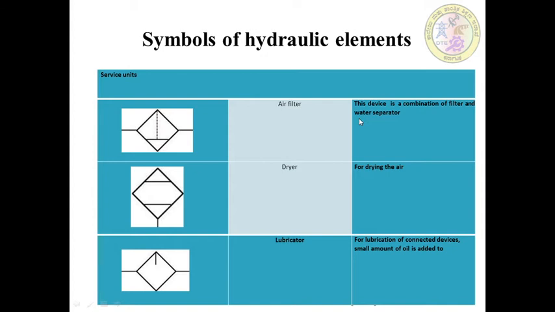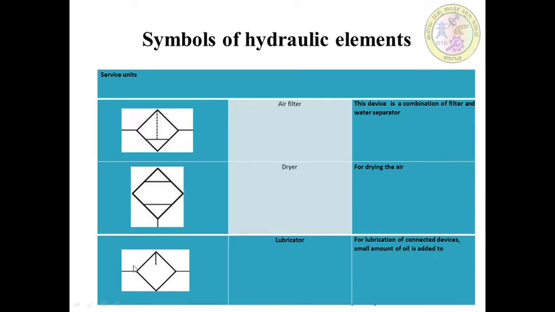The air filter is very essential for the system, so it is important to know it. And then the dryer. What is a dryer? A dryer is the device where the moisture in the air is dried through heating elements. For that purpose, this is the symbol known as dryer, for drying the air. The same symbol with a vertical line is known as lubricator. For lubrication of connecting devices, a small amount of oil is added to the devices.